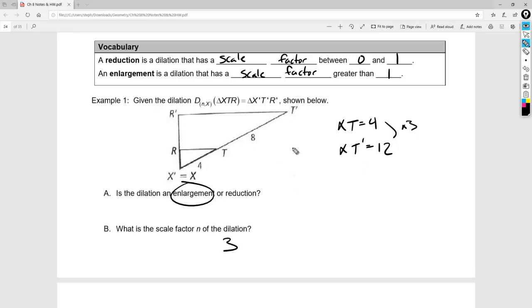Okay. So don't get tripped up by that. It's not 4 and 8, so you would think maybe 1/2, but nope. We increased by a factor of 3, so it went all the way to 12.